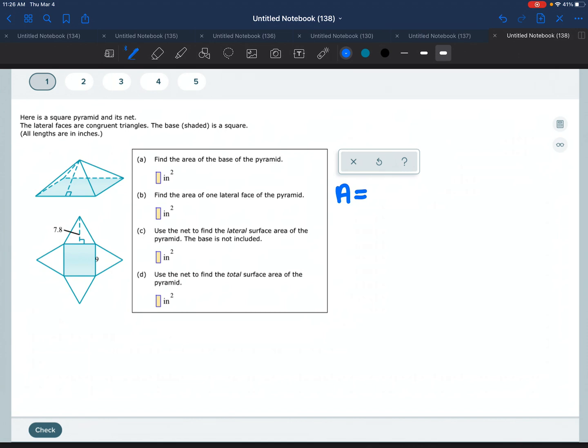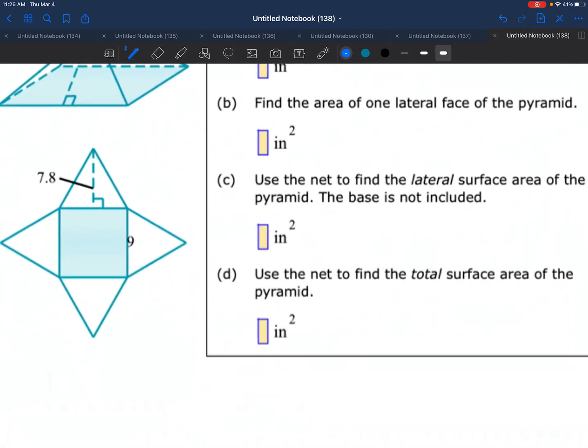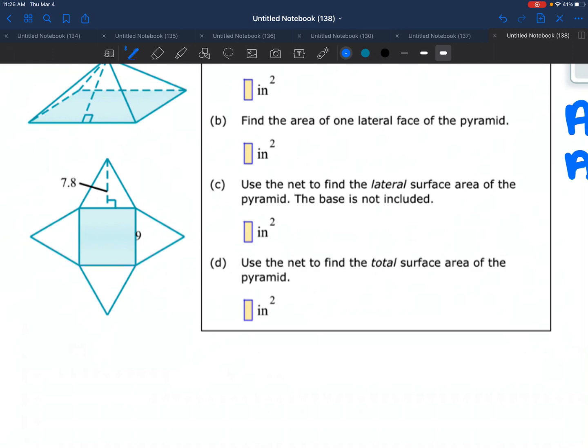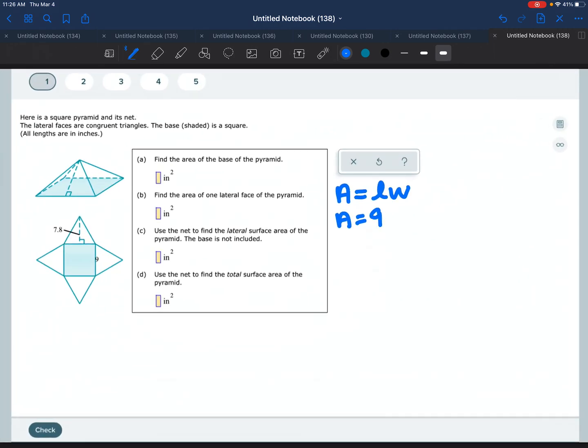Because for the area of a square or a rectangle, you just multiply what two things? Length times width. Sorry, I know sometimes I have to zoom in for you to see. So we know 9 is all sides of that square. Like Deja said, 9 times 9. So the area of our base is what? 81. That's the first thing we would find. 81 inches squared.